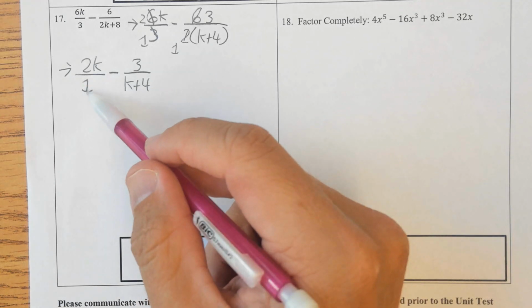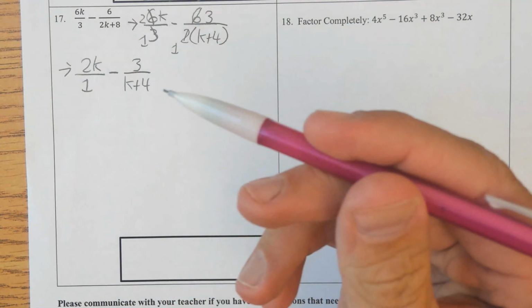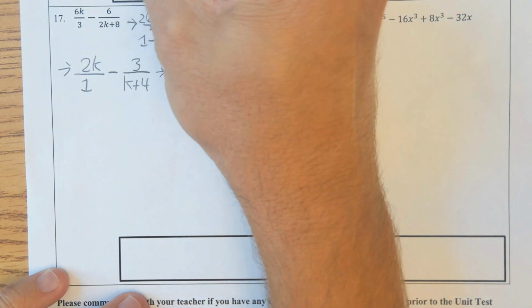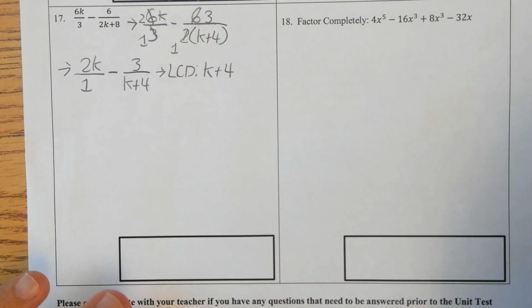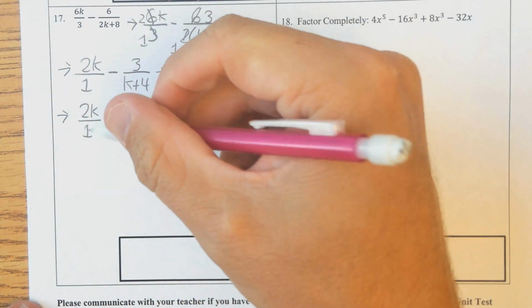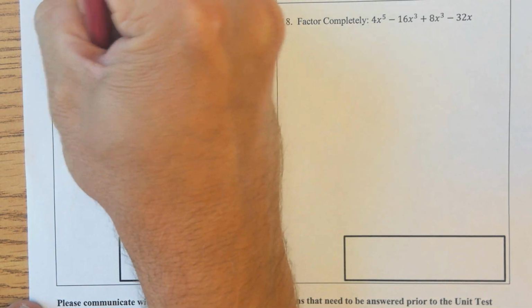So my LCD, I've got a monomial times a binomial. The only way you can even come up with an LCD for that is just by multiplying them together. So then your LCD is just k plus 4. Okay, just k plus 4. So now I need to go about changing both of these denominators to k plus 4. So when I look at this first one here, 2k over 1, the only way I can get this 1 to be a k plus 4 is to multiply top and bottom by k plus 4.